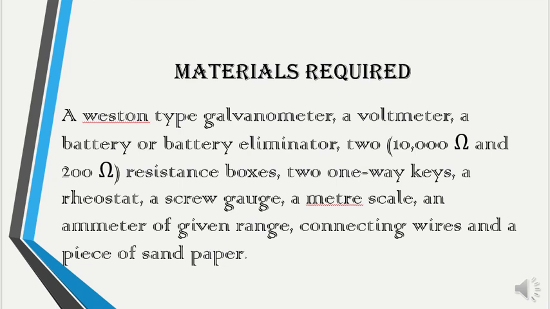For this experiment, the materials required are a Western type galvanometer, a voltmeter, a battery or battery eliminator, two resistance boxes, one of 10,000 ohm and one of 2000 ohm. This one is considered as a resistance and this one is considered as a shunt resistance. Also a one-way key, a resistor, a screw gauge, a meter scale, an ammeter, connecting wire, and a piece of sandpaper.